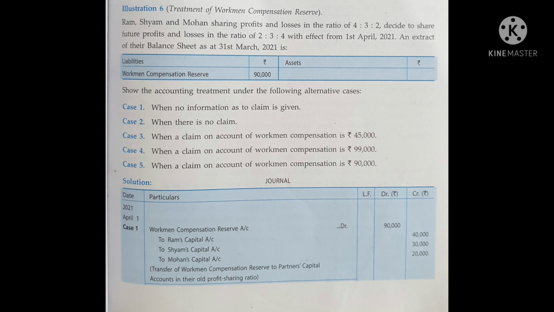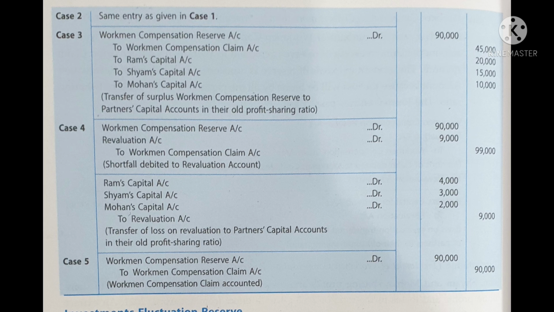Then the fourth case given here in the question is when the claim on account of workmen's compensation is 99,000. That is, the claim is more than the amount of reserve. So here in this case, the reserve is 90,000, whereas the claim is 99,000. That is, 9,000 is short in the reserve to compensate the claimants. So we will be taking the help of the revaluation account for these 9,000, and afterwards all the partners will be bringing this 9,000 and transferring it to the revaluation account in their old ratio.